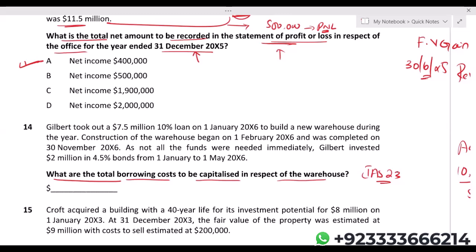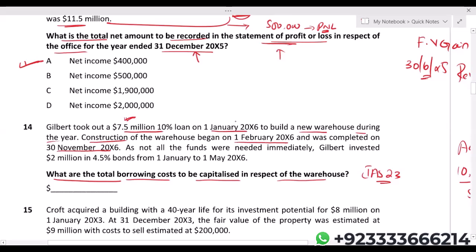Let's see. Gilbert took out a 7.5 million, 10% loan on January X6. How much loan? 7.5 million to build a new warehouse during the year. Okay. Construction of the warehouse began on 1st Feb X6 and was completed on 30th November X6.